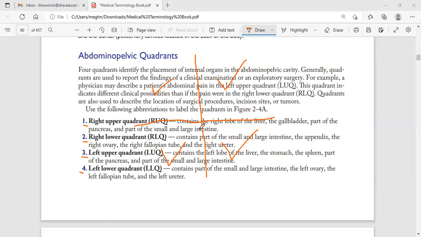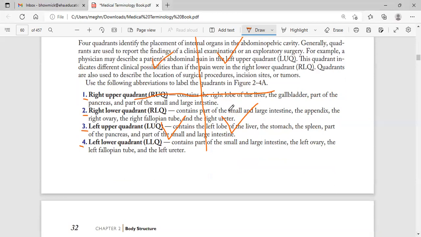Okay, so the right upper quadrant contains the right lobe of the liver, gallbladder, part of the pancreas, and the upper part of the small and large intestine. The right lower quadrant contains part of the small and large intestine, appendix, right ovary, right fallopian tube, and right ureter.